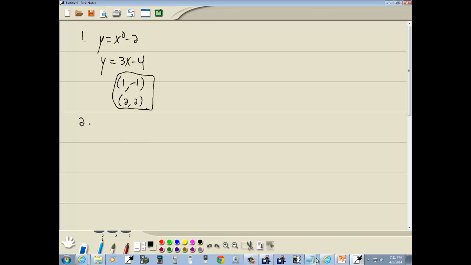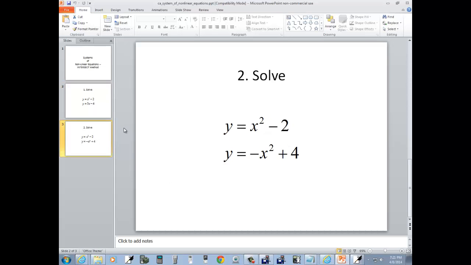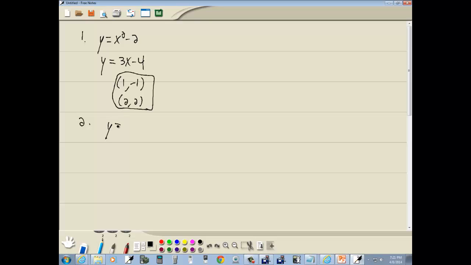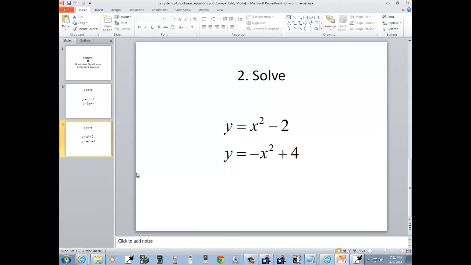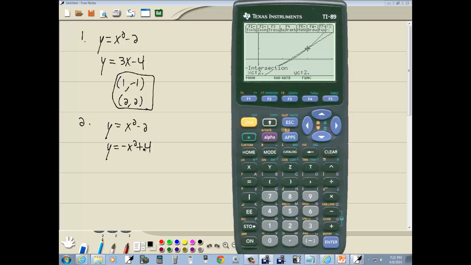Okay, let's look at our second problem. We have y is equal to x squared minus 2, and y is equal to negative x squared plus 4. Now I'm going to set my zoom back to normal. So I press F2 for zoom, and I choose zoom standard, 6. That sets it back to my standard viewing window.